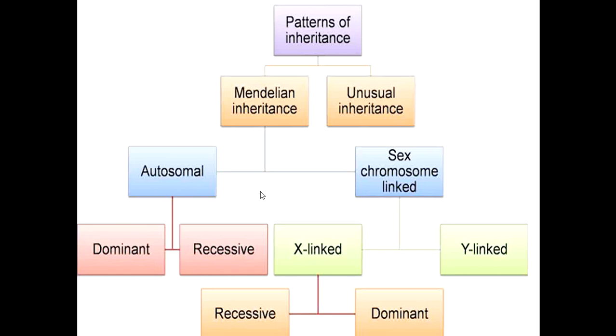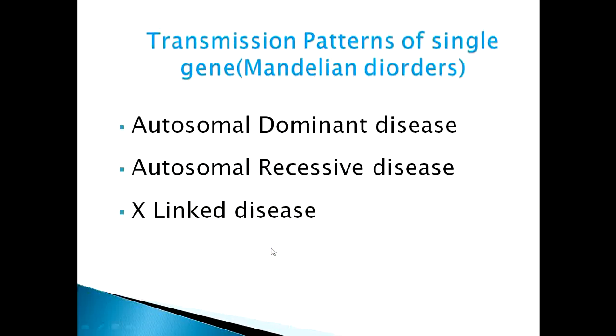Patterns of inheritance. We will discuss here Mendelian inheritance, which may be autosomal or sex-linked, chromosome-linked. Both can be dominant and recessive. Transmission pattern of single gene disorder: autosomal dominant, recessive, and X-linked.